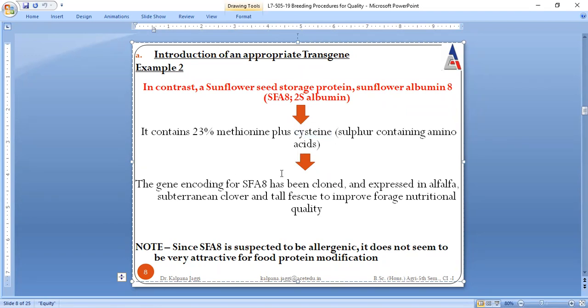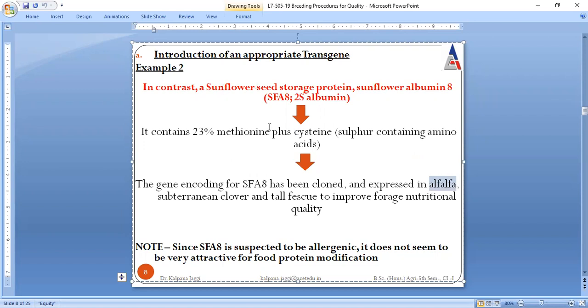Now, what is to be done? We are to code for the gene that actually codes this protein. Now, the gene that codes SFA8 is to be cloned, and this is to be expressed in alfalfa. From the sunflower, it is to be expressed in alfalfa.